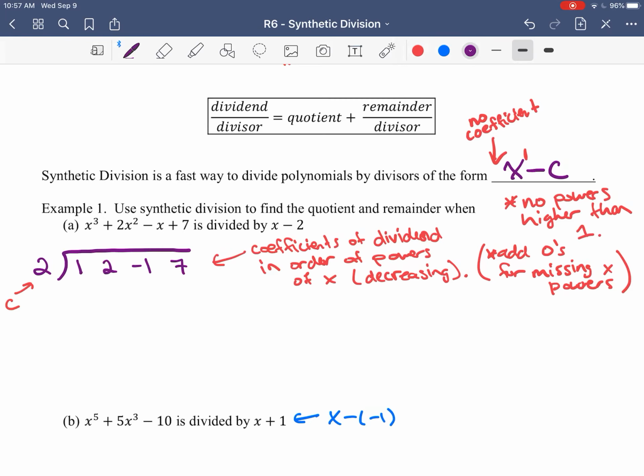Then what we do with synthetic division is we start by dropping the leading coefficient. We have a 1 here. That's our first step.